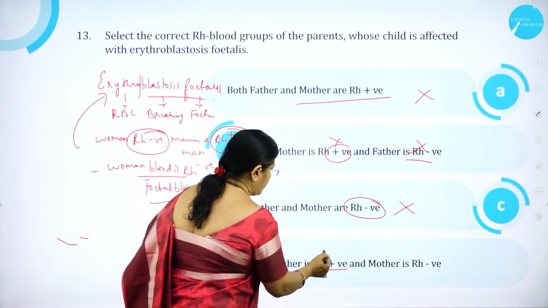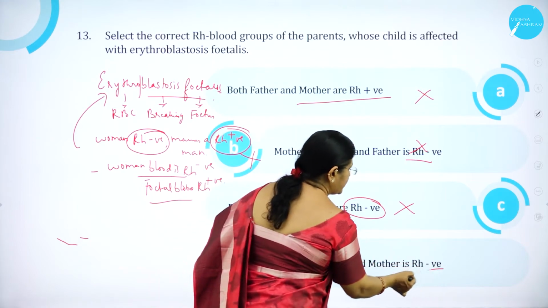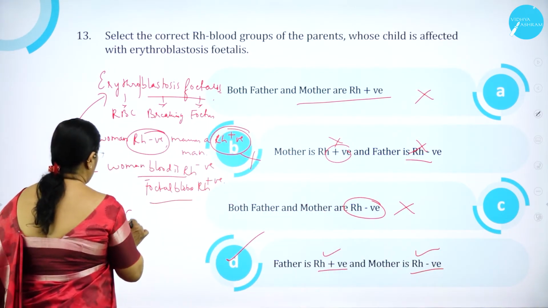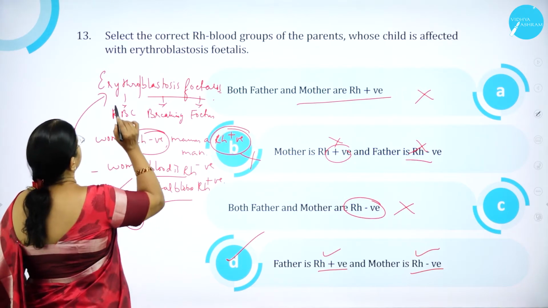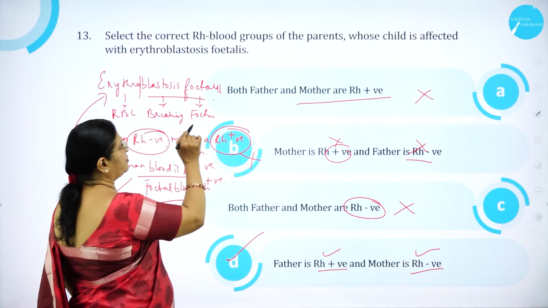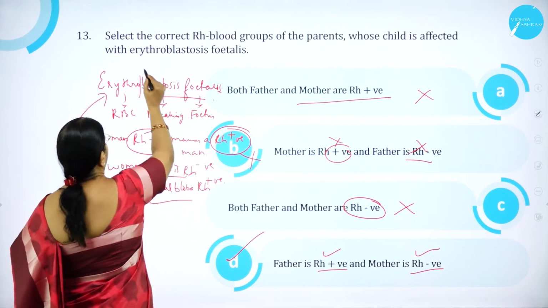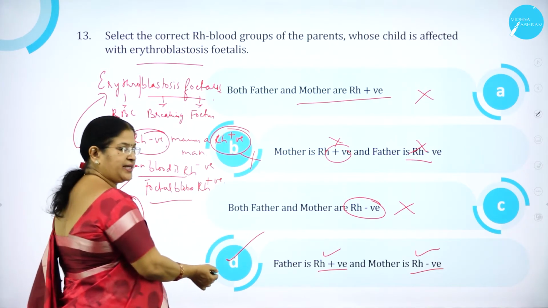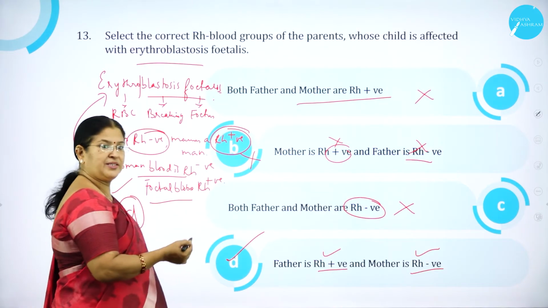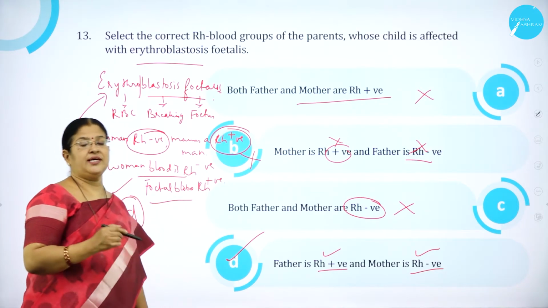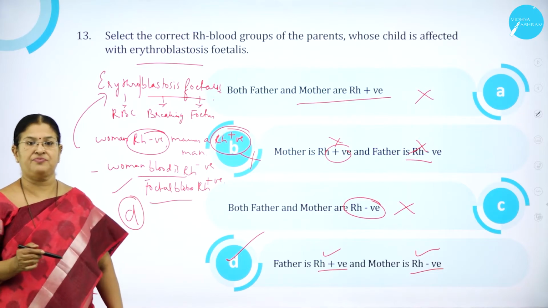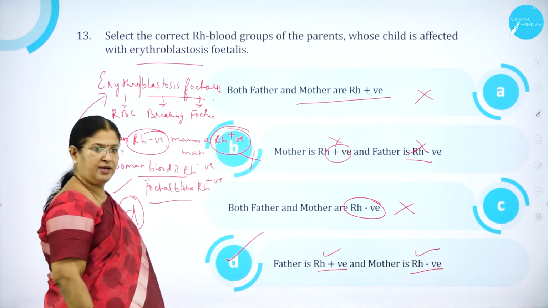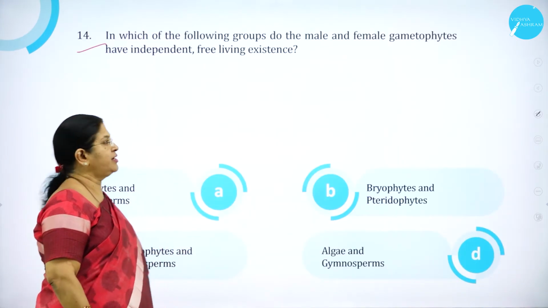Father is Rh positive, correct. And mother is Rh negative is correct. So option D is correct. Select the correct Rh blood group of the parents whose child is affected with erythroblastosis fetalis. When the father is Rh positive and the mother is Rh negative, the chances of erythroblastosis fetalis are common. So the option is D. Moving on to question number 14.